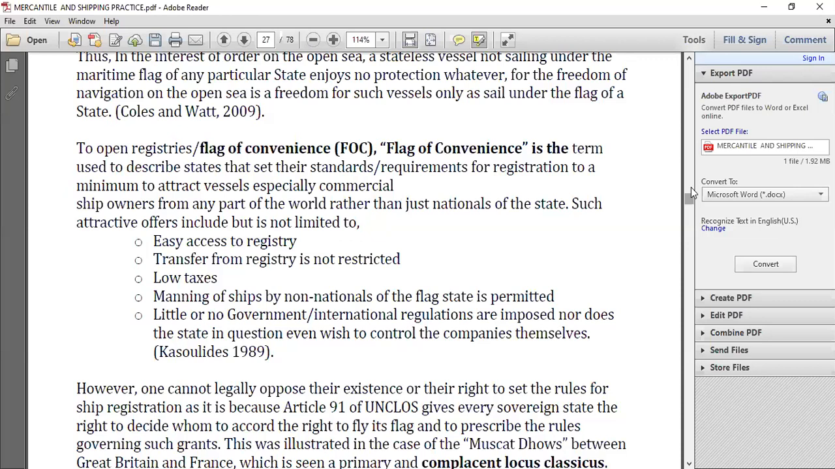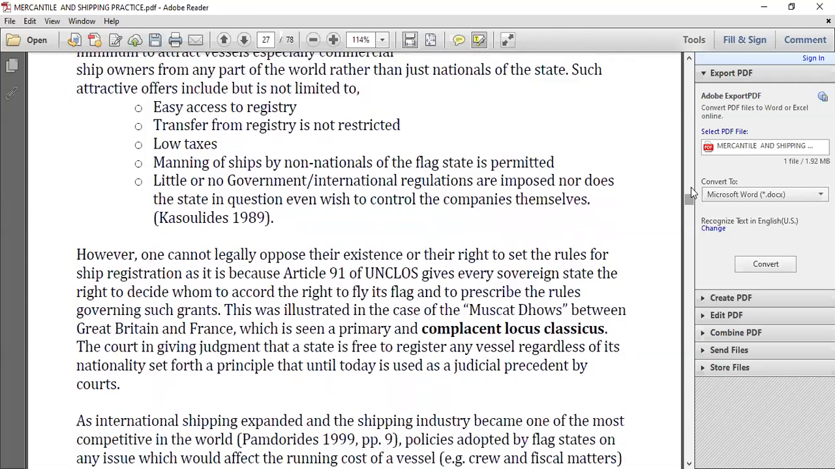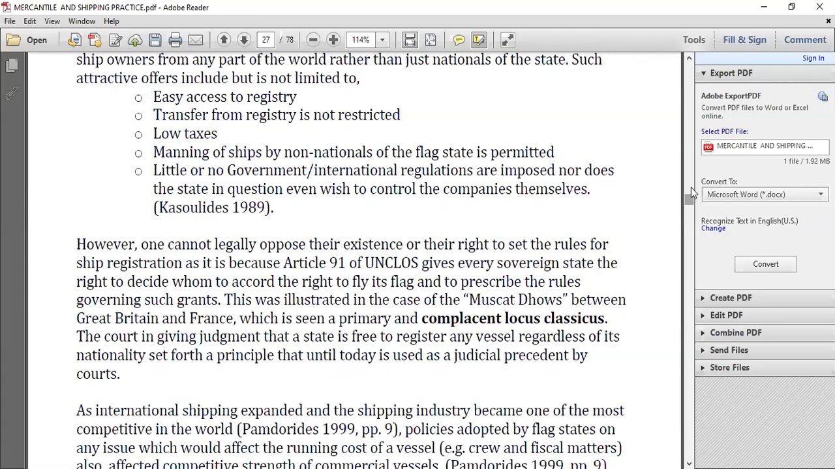Little or no government or international regulations are imposed, nor does the state in question even wish to control the companies themselves. So normally they have that freedom, and that's why people run away to register their ships in foreign countries, because there's easy access to registry. The transfer from one registry is not restricted. If the current registry is not performing the way you wish, you can transfer to another one.